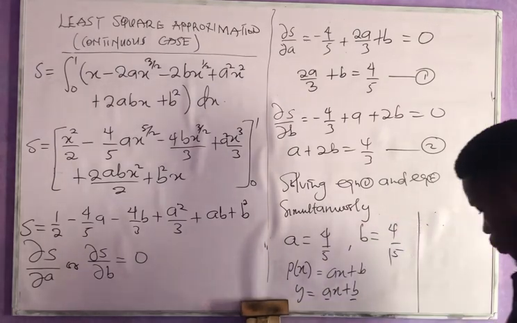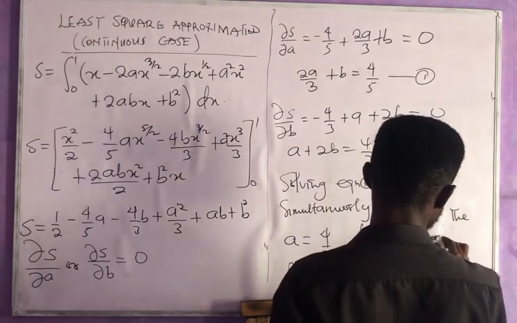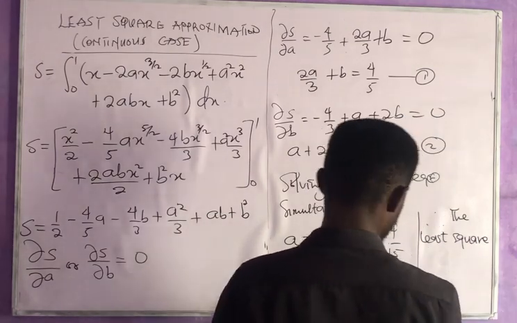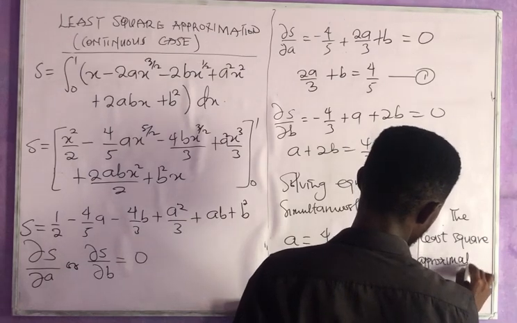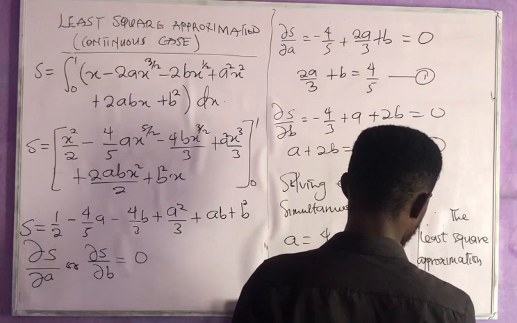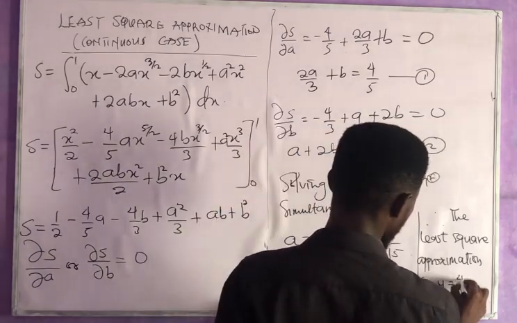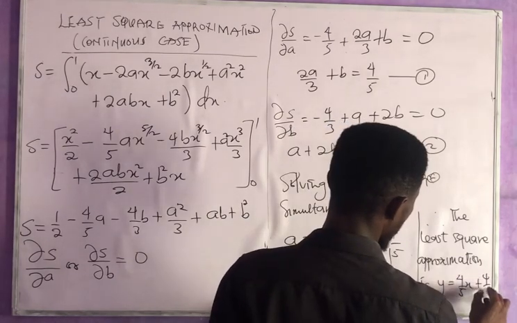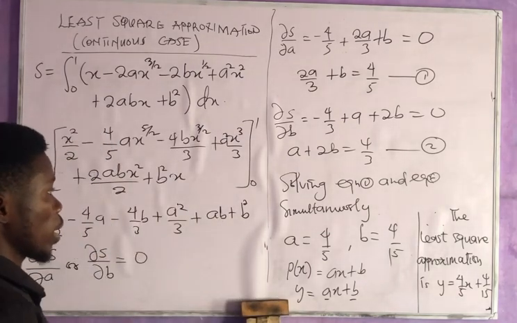Therefore, the least square approximation is y equals, so our a was 4/5 x plus b was 4/15, and that is how you can get our answer.